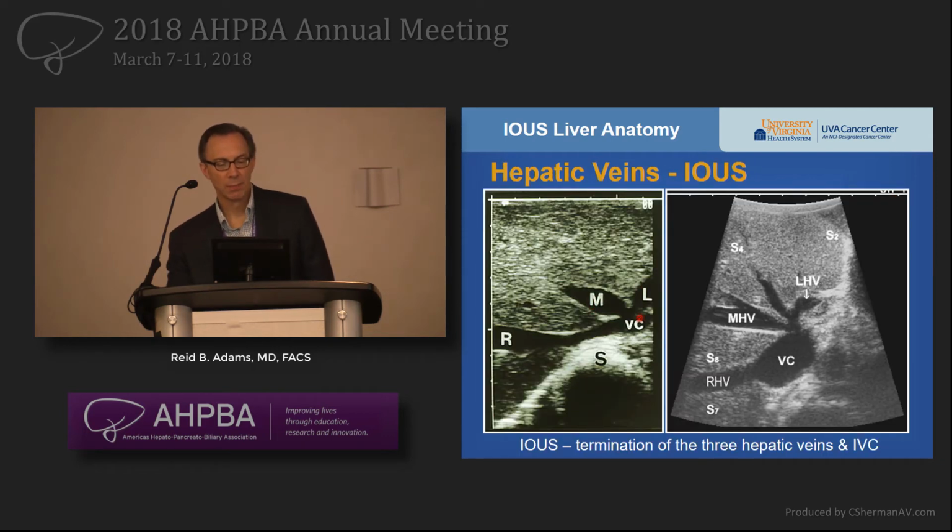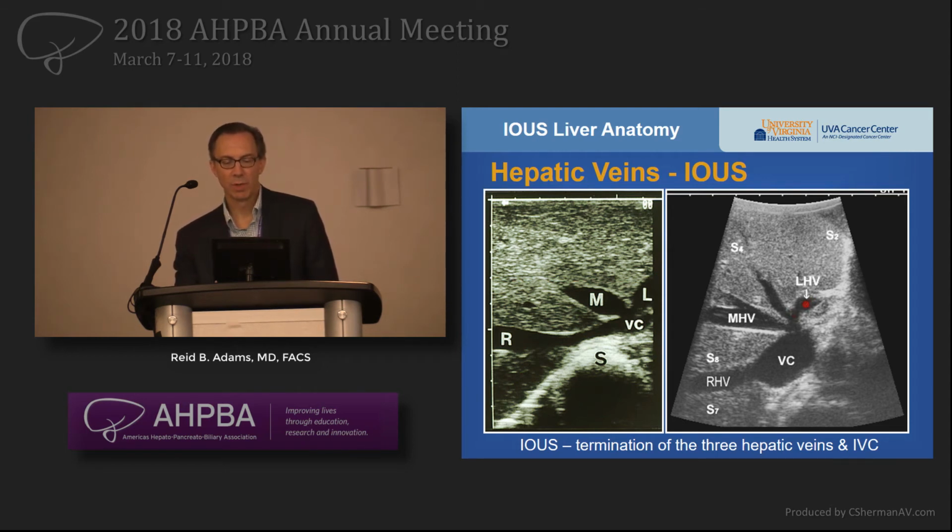So again, this is what you're looking for. Here's the rabbit ears, the left and the middle vein, and their common trunk coming into the vena cava. The right hepatic vein here, I think as everybody probably knows, typically runs in the plane of the floor or the table of the patient, so it's in a parallel plane to the floor.